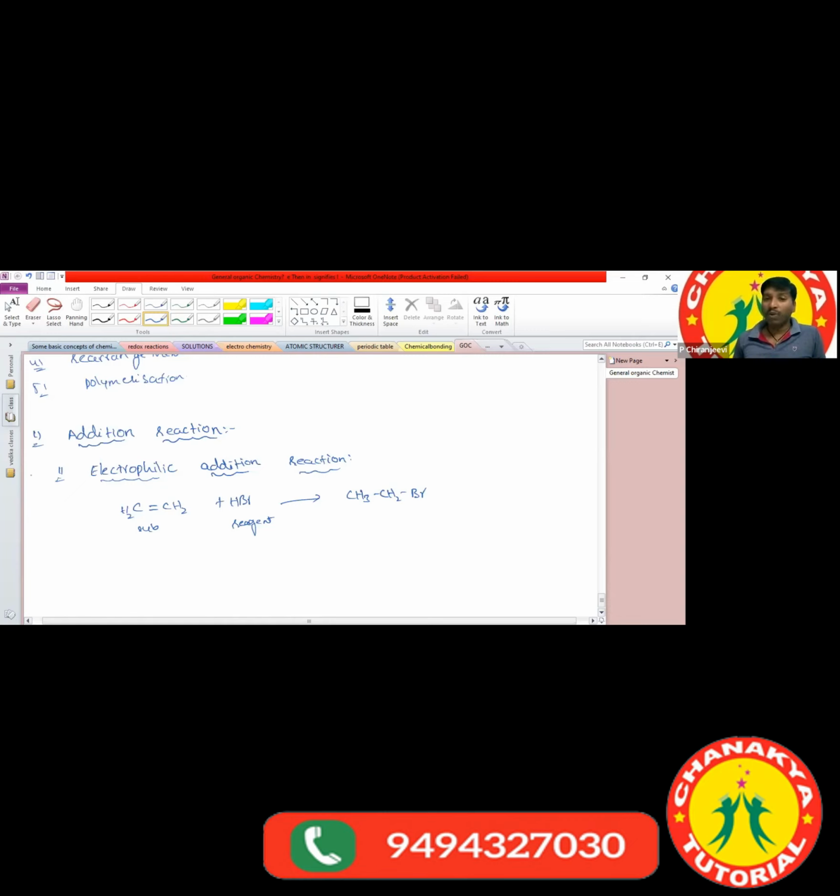In this reaction, first the substrate molecule attaches with the electrophile. Then the reaction is followed by addition of the nucleophile. This is called an electrophilic addition reaction. So what is the electrophilic addition reaction? First, the substrate molecule attaches with the electrophile, then the nucleophile attaches.